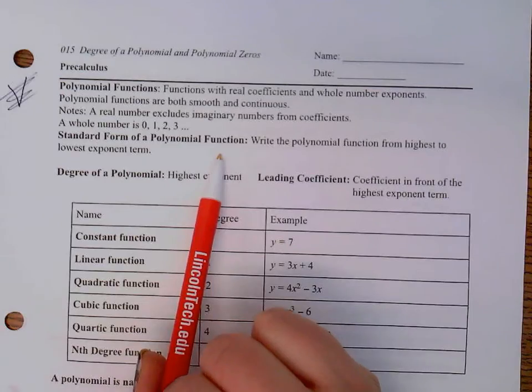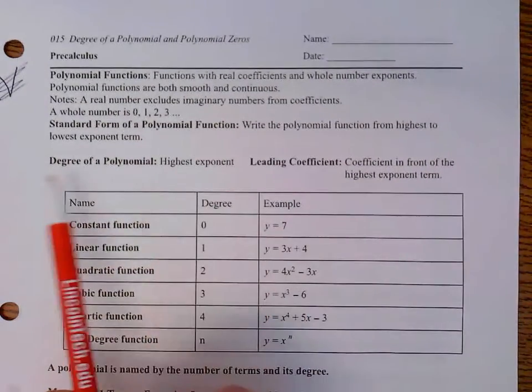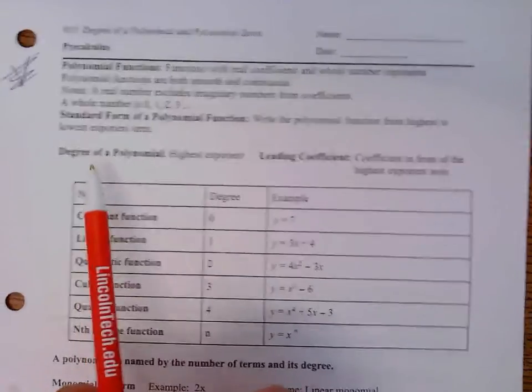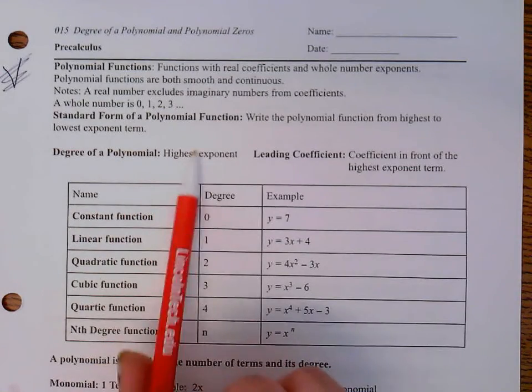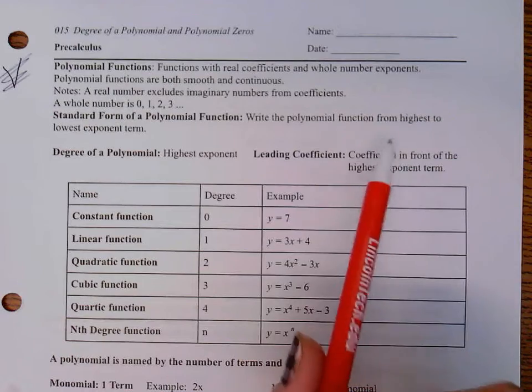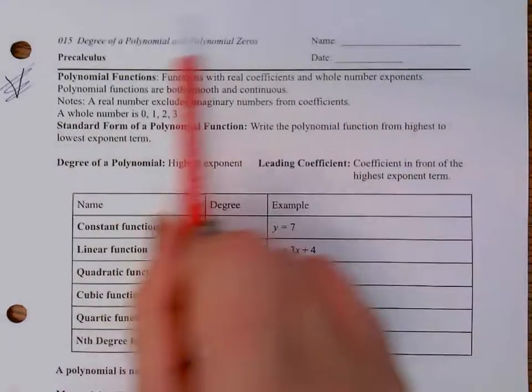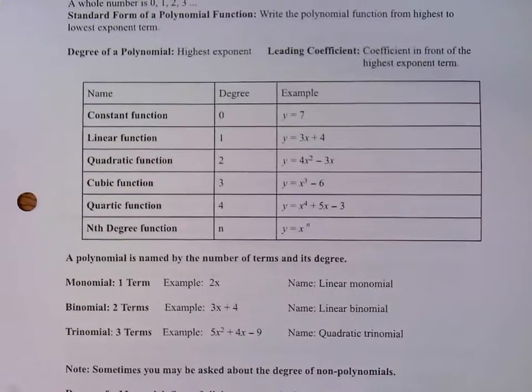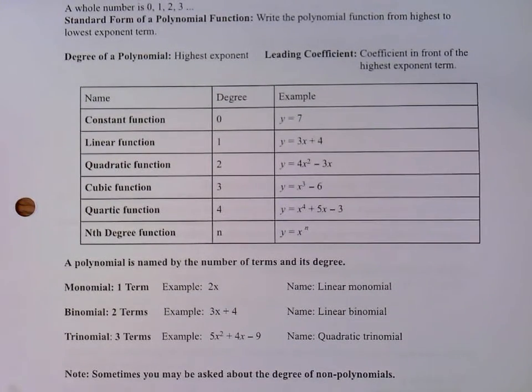Standard form, I think you know standard form, highest to lowest exponent. And the degree is the highest exponent, and the leading coefficient is whatever comes in front of that highest exponent term. So this should all be vocabulary you're already familiar with. I just felt like I needed to put it out there again so you had it, kind of like your Bible of information here.